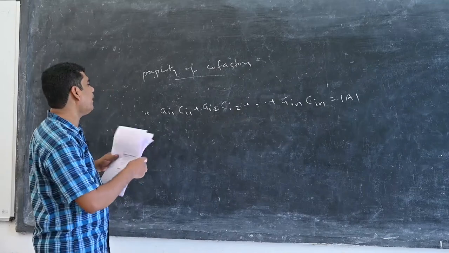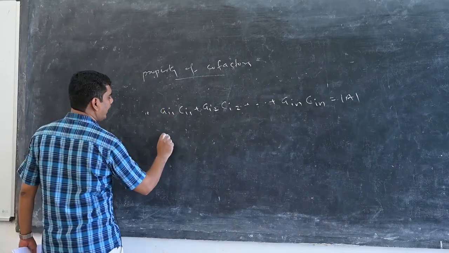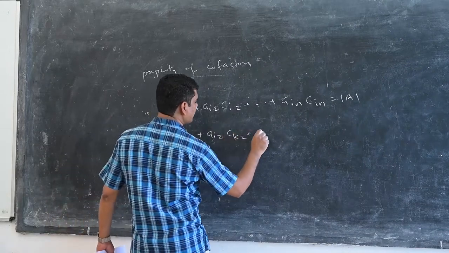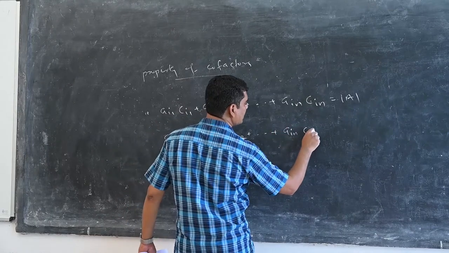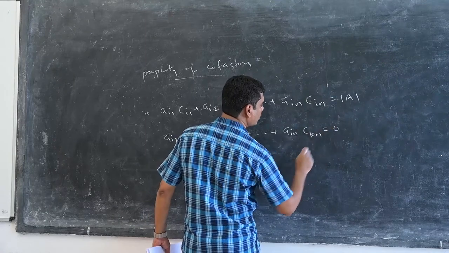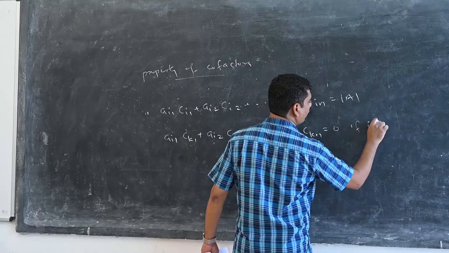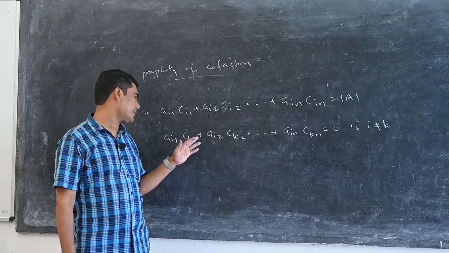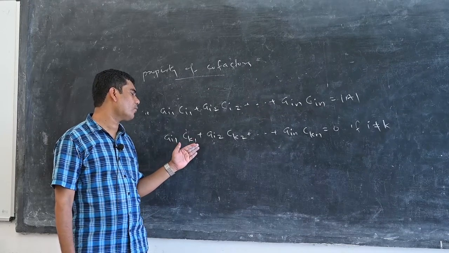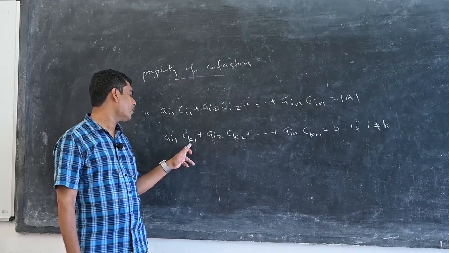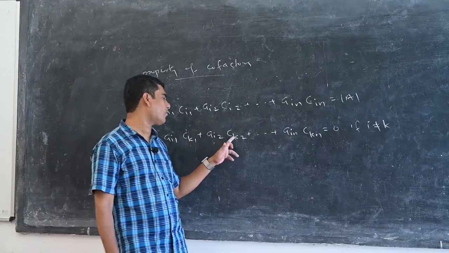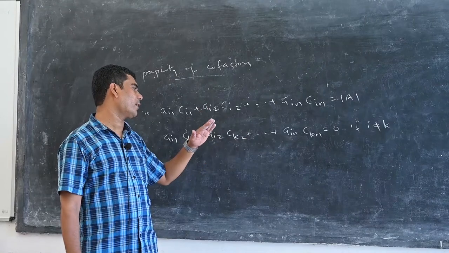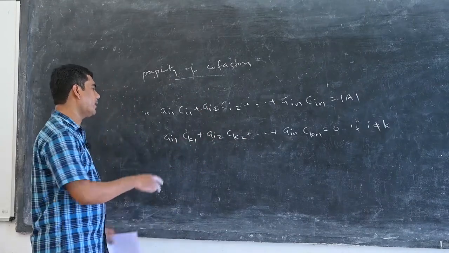That we studied earlier. Now, if we take cofactors of another row, that is ai1 into ck1, ai2 into ck2, plus etc., ain into ckn, this is equal to 0 if i is not equal to k. Here ai1, ai2, etc., ain are elements of the ith row of a square matrix. Ck1, ck2, ckn are cofactors of another row: ck1 is the cofactor of ak1, ck2 is the cofactor of ak2, ckn is the cofactor of akn. If i is not equal to k, then multiply them, add them, and this is equal to 0.